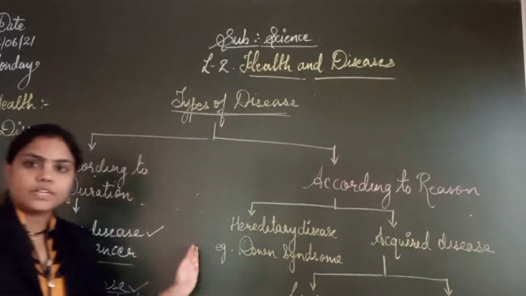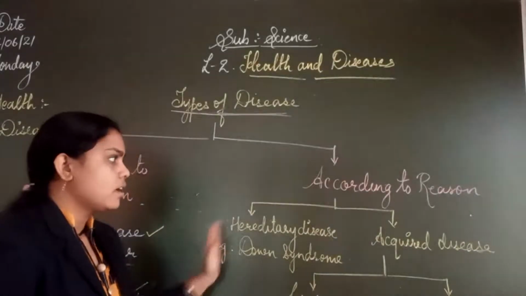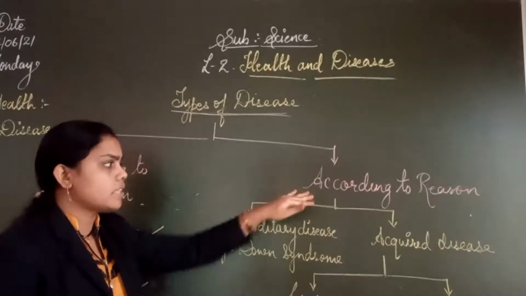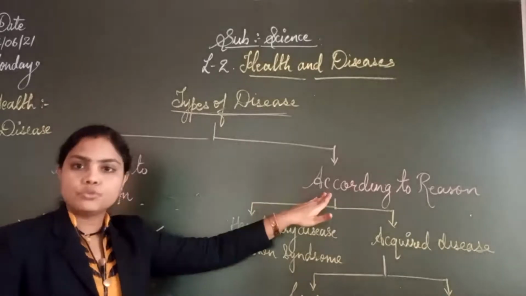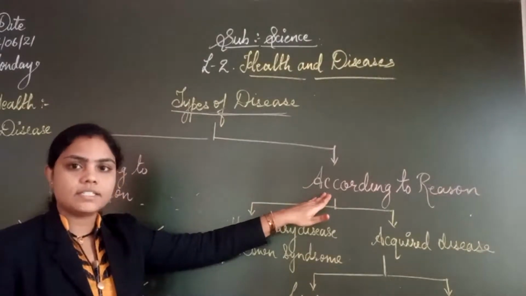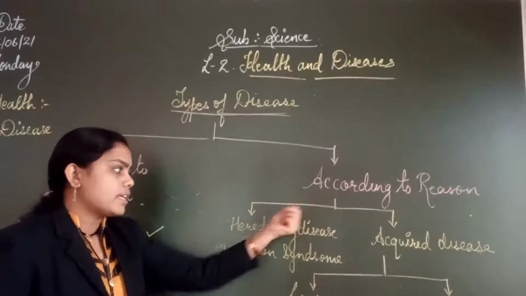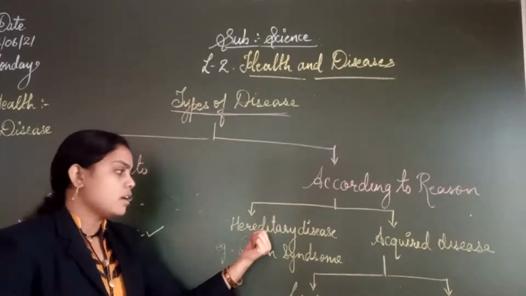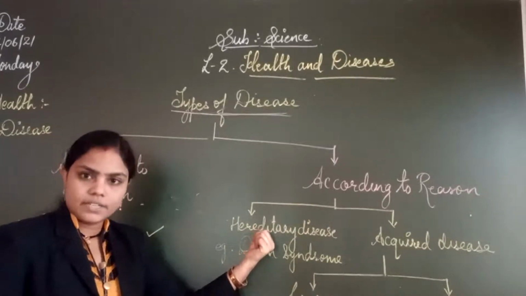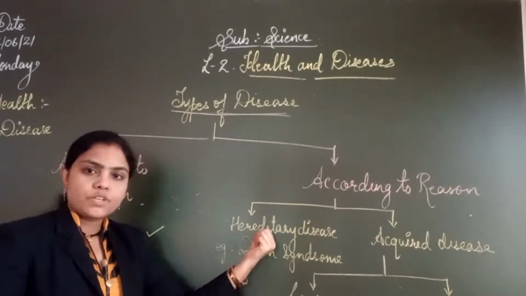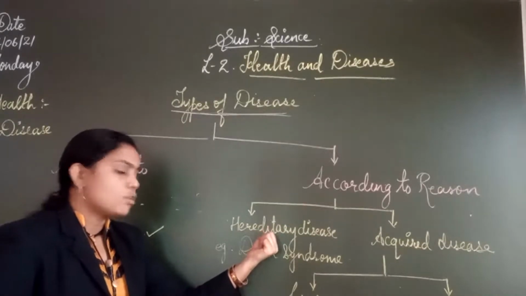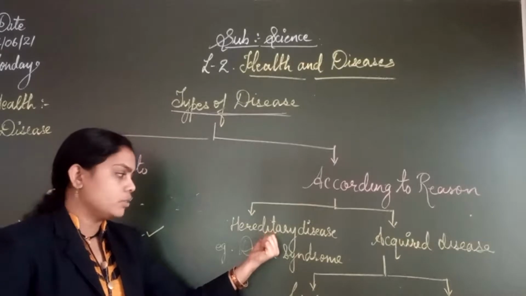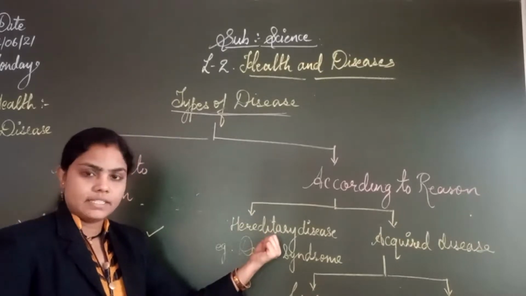Now, next we are going to see classification according to reason. The meaning itself indicates that due to some reasons in the body that disease occurs. It is classified in two ways. The first one is hereditary disease. Hereditary disease means the disease which occurs from birth only, from a long duration, from birth. So that is nothing but hereditary disease.